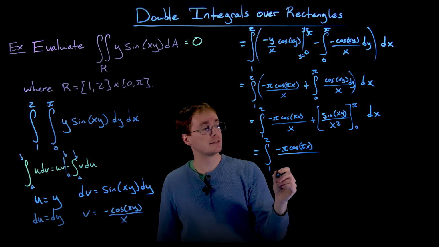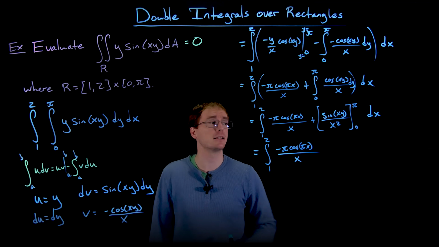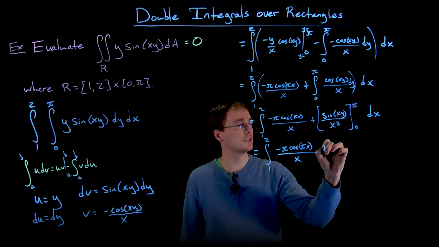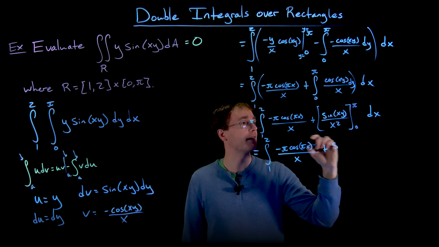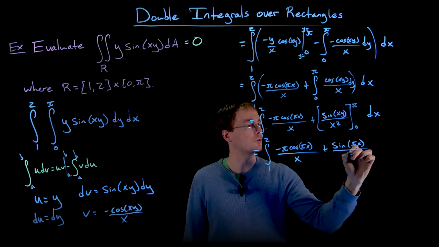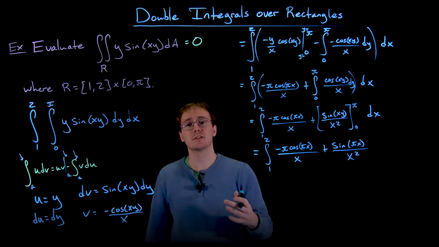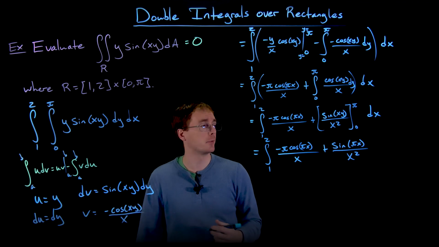So we have negative pi times cosine of pi x over x, and now here we can evaluate this at pi. And so let's see, we're going to get sine, and this is a y value here. We're going to get sine of pi times x over x squared, and the lower limit of integration of y equals 0 is going to give us a sine of 0, which just evaluates to 0.